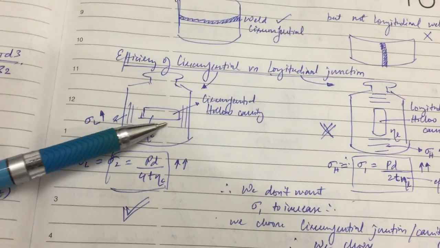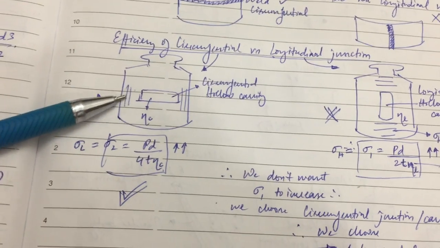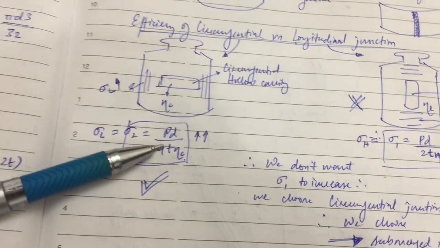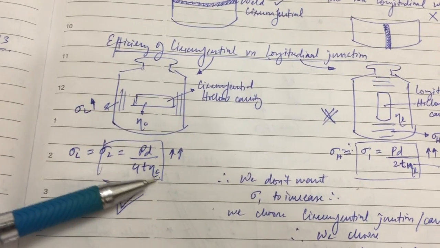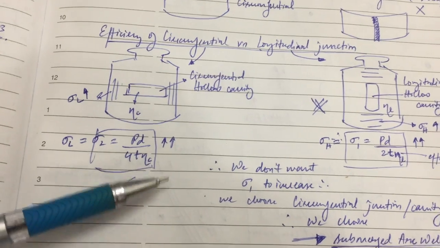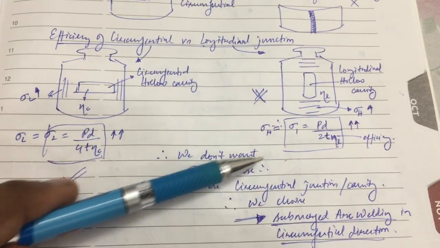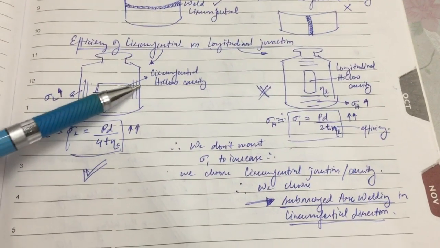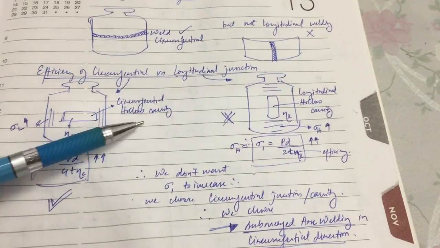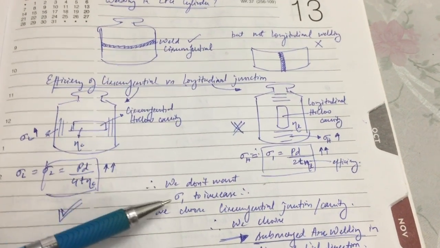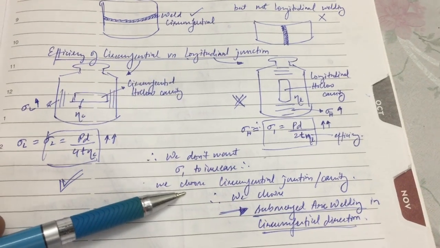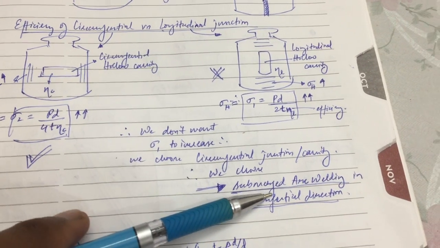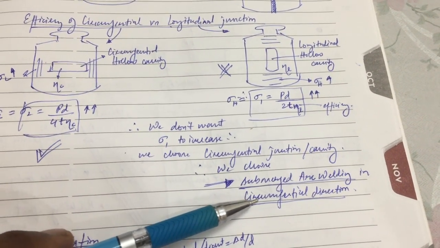But when we have the circumferential hollow cavity, in that case the longitudinal stress increases, and the longitudinal stress formula is PD by 4t times the efficiency, which is this symbol. In this case we don't want the major stress to be higher. That is why we take the circumferential hollow cavity, and this can be made through the circumferential welding. So we choose circumferential junction, and we choose submerged arc welding method for this in circumferential direction.